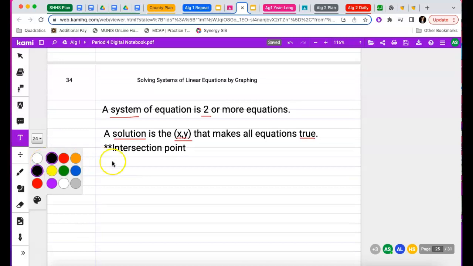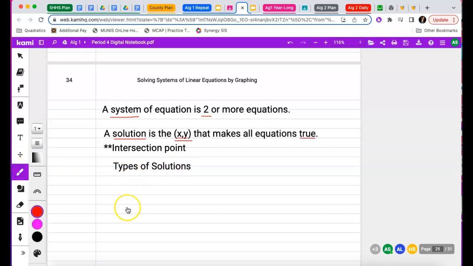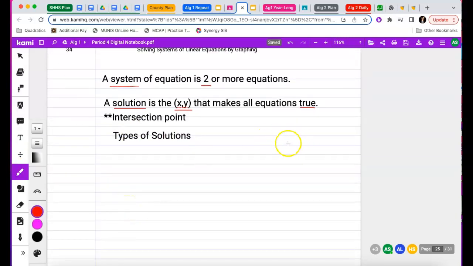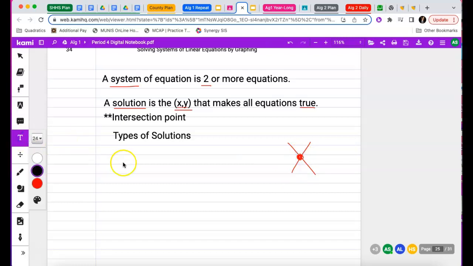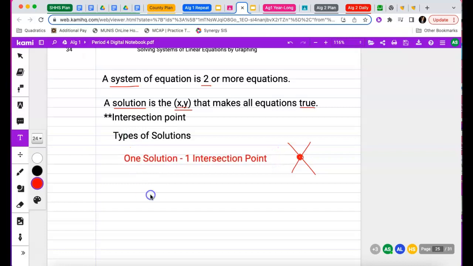So now we have to talk about the types of solutions. There's three different types of solutions. So we have a graph that looks like this, where it's crossing one time. So go ahead and put a point right there where the two lines cross. This means that there is one solution because there is one intersection point. So however many times the graphs intersect, that's how many solutions you have.